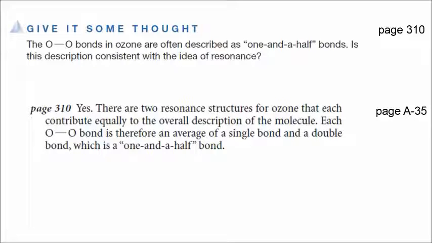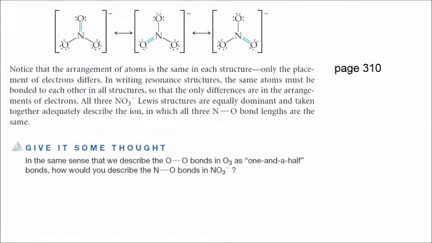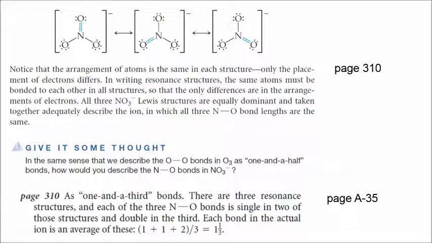Is this description consistent with the idea of resonance? And the answer is yes. There are 2 resonance structures for ozone that each contribute equally to the overall description, so therefore the bond is an average of a single and a double, or 1.5. With nitrate, or carbonate, we have not 1.5 bonds, but rather 1 1/3.